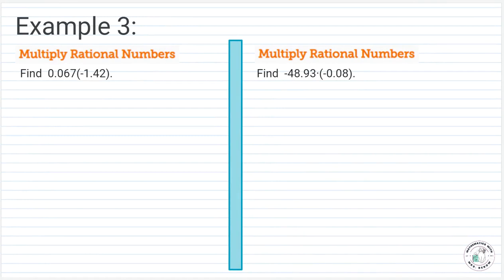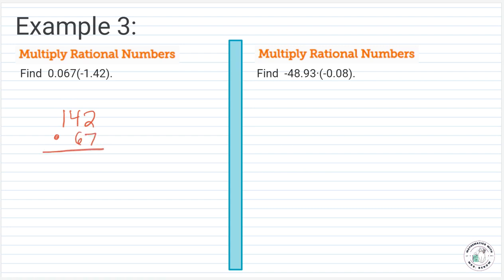All right, now moving on to decimals. So with decimals, again, you're just going to ignore the decimal point and worry about it at the end. Just think of this as normal multiplication. And what I mean by that, for the one on the left, it says find 67 thousandths multiplied by -1 and 42 hundredths. So we're just going to think of this as the question, 142 multiplied by 67, and then we'll go from there.